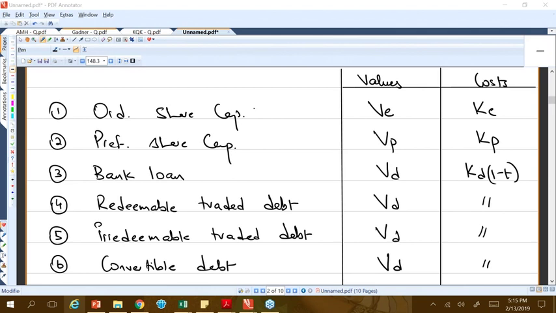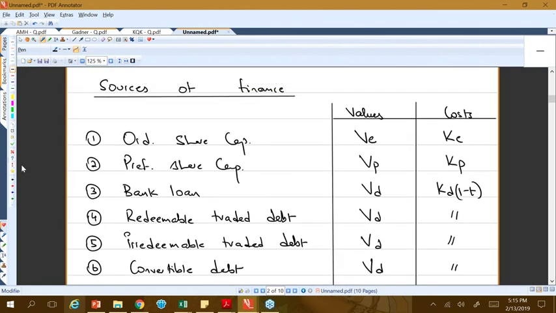Now, would you have to calculate all 6 of these in the exam? Well, no, I've never seen that. The maximum the examining team has gone up to is 4. Now, if I tell you that a business is using ordinary share capital, preferred capital, some sort of redeemable traded debt or redeemable bonds, and a bank loan, then if the business is using 4 of these sources, our WACC calculation will be different.